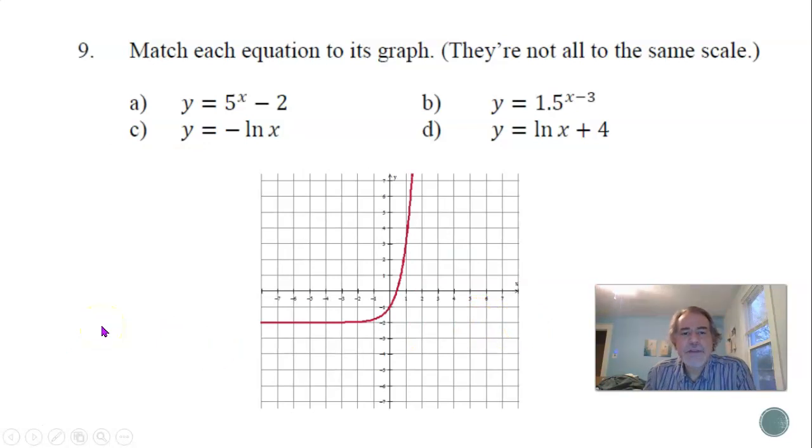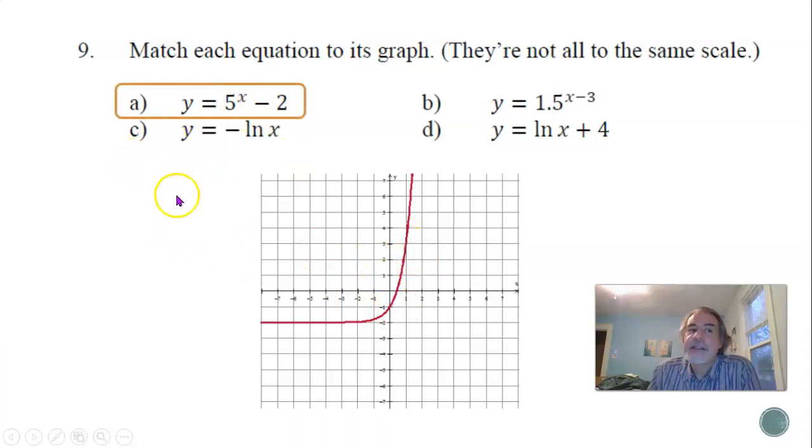Well, by process of elimination, you probably know which one this is. But just to double check, if x is 0, we get negative 1. If x is 1, 5 to the 1 is 5 minus 2 is 3, so we got the point (1, 3). Yeah, this is the graph of equation A.